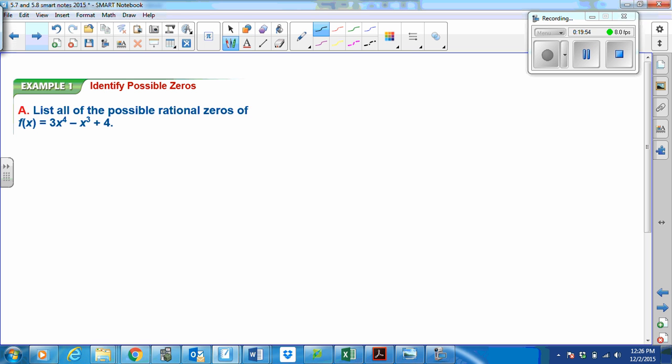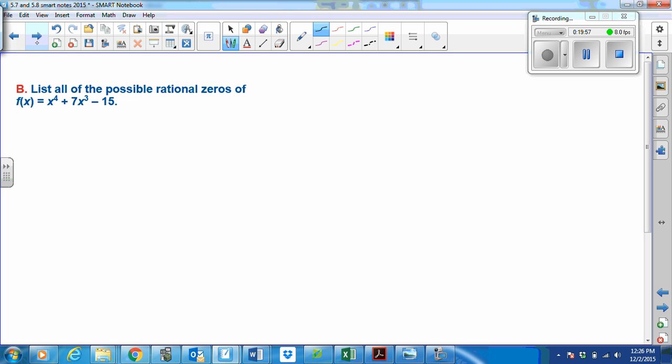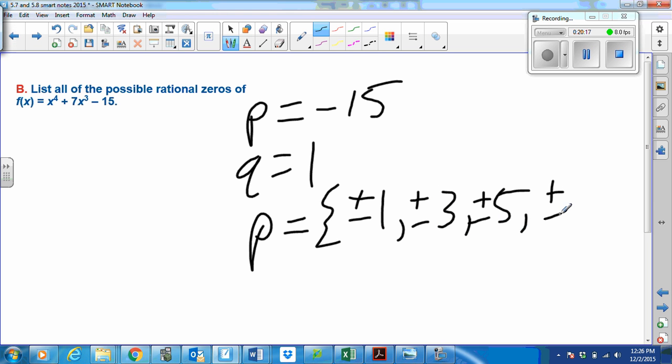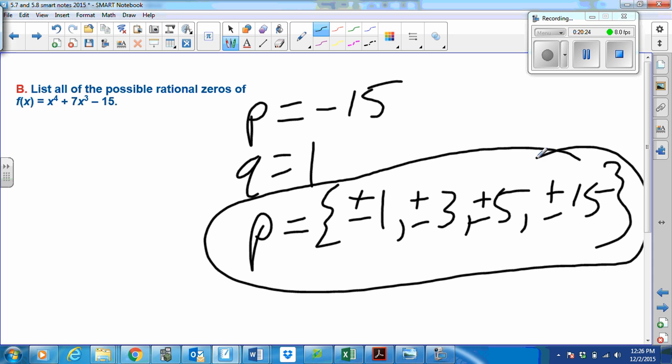So this was pretty much the same one. List all possible rational zeros for this one. In this case, we have p equals negative 15 and q equals 1. Well, this one's really easy to find the possible rational zeros because the factors of p are plus or minus 1, plus or minus 3, plus or minus 5, and plus or minus 15. The only factor of 1 is plus or minus 1. So these are it, because if you put any of these over 1, those are the 8 values that you would check to see if it was indeed a factor.